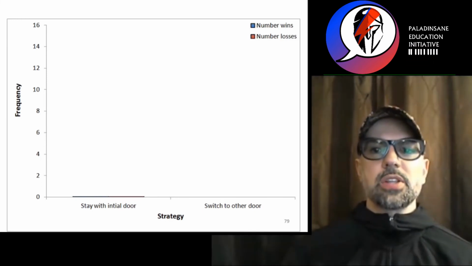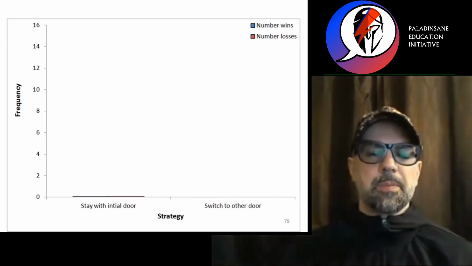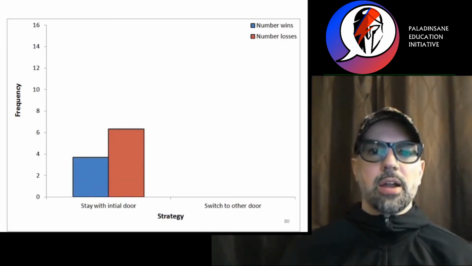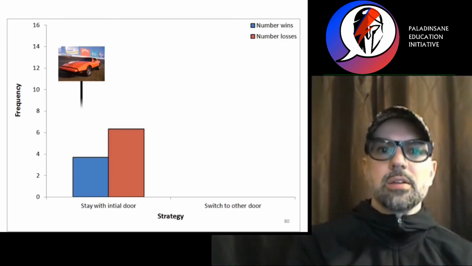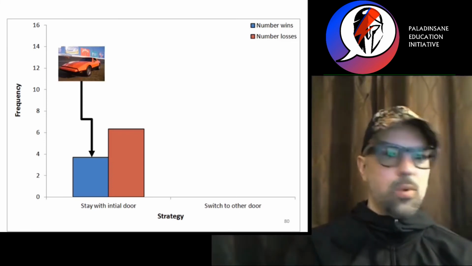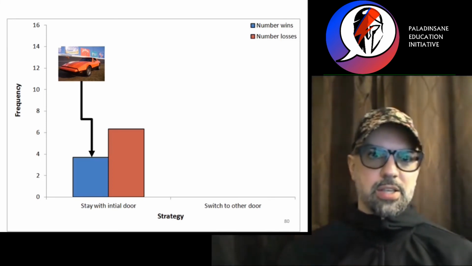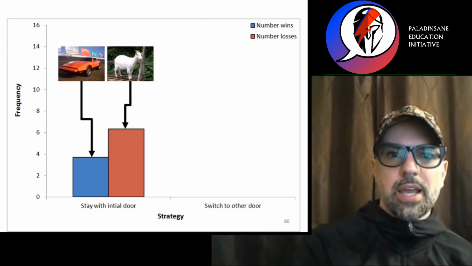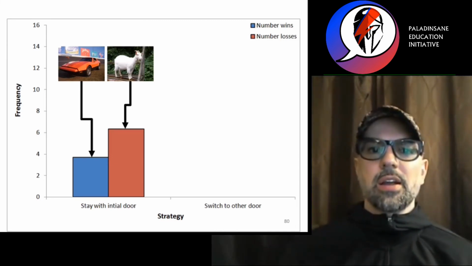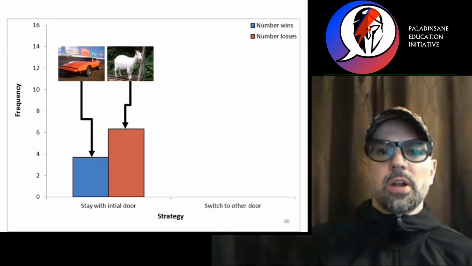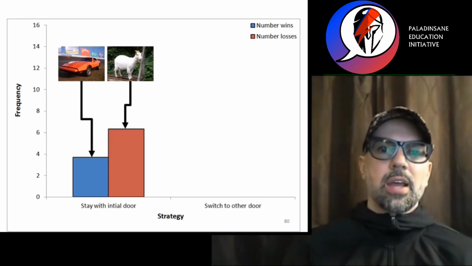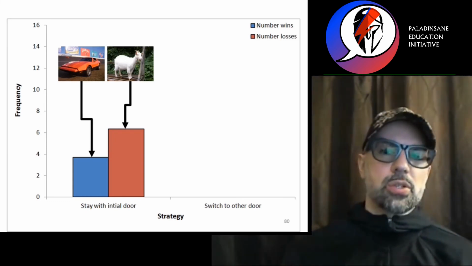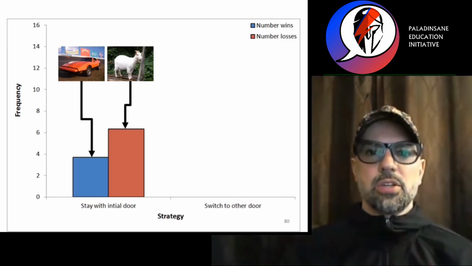So let's start with the choice to stay with your initial door. As you can see here, the blue bar is lower than the red bar. The blue bar is when you win: you stay with the door you originally chose and you win that car. The red bar is where you lose. You stay with your original door and you end up getting the goat. So as you can see here, staying with your initial door is less successful. You get fewer wins than you do losses.